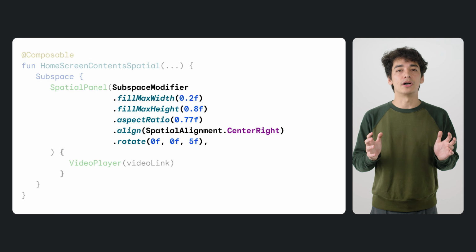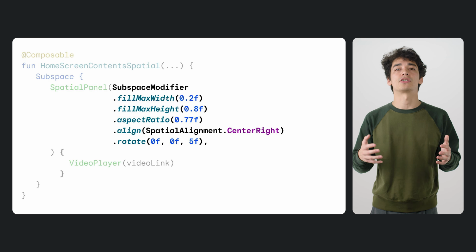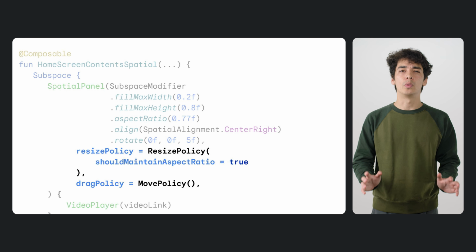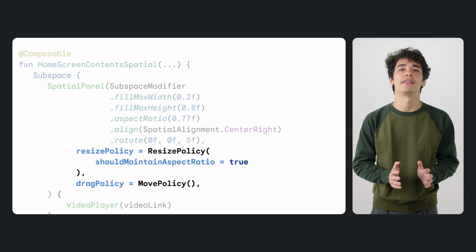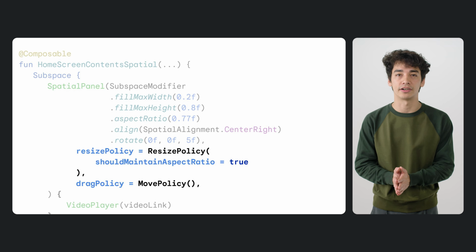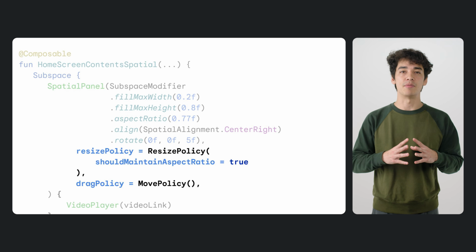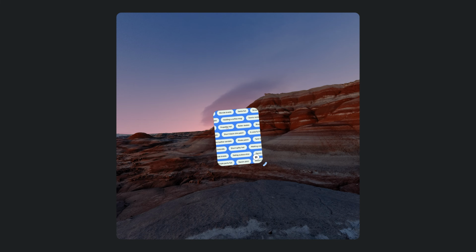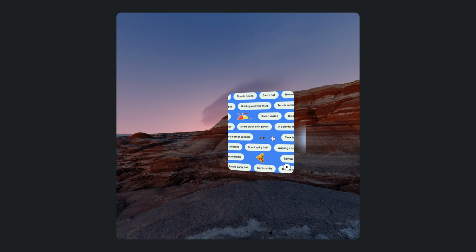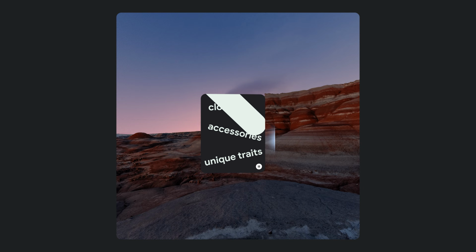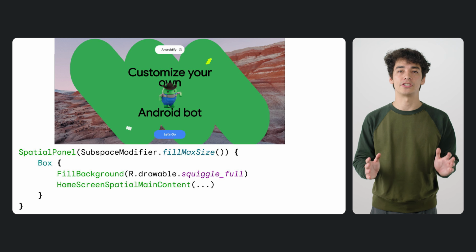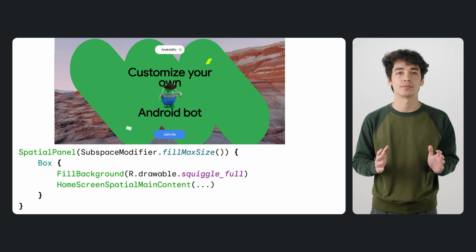Just like with a normal composed layout, we'll use the subspace modifier to control things like size, position, and rotation. We can even give the panel resize handles that let the user make the panel larger or smaller using a resize policy. A move policy lets the user drag around the panel in space. Let's see what it looks like in full space. The panel can be dragged and resized. The main content follows the same pattern, a spatial panel with 2D content in it. We can reuse parts of the medium layout for this too.